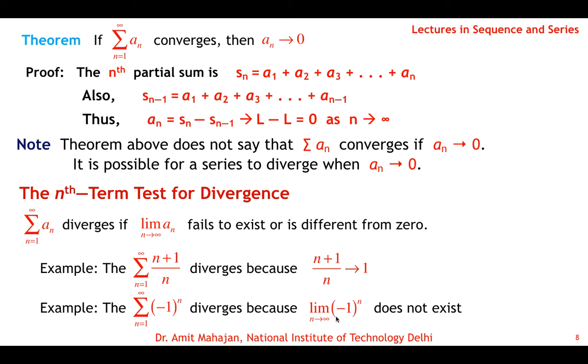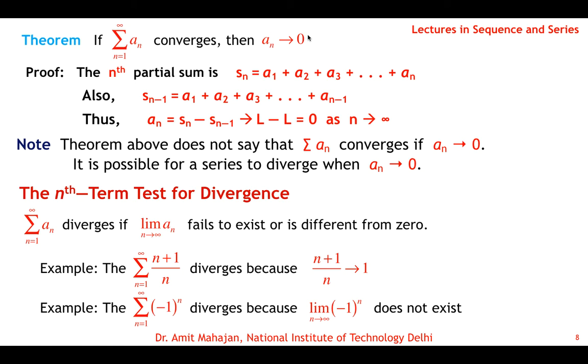Okay, because the value is plus 1 or minus 1 alternatively. So this series is also a divergent series by the nth term test. So this is one of the important tests. For any given series, you can initially check this test to see whether the limit goes to 0 or not. If it does not go to 0, you can immediately say the series diverges by this test.